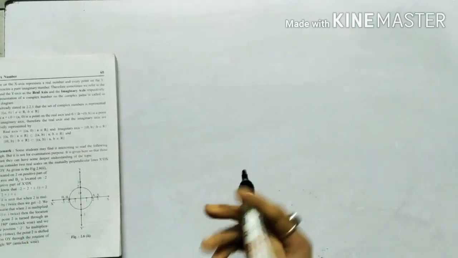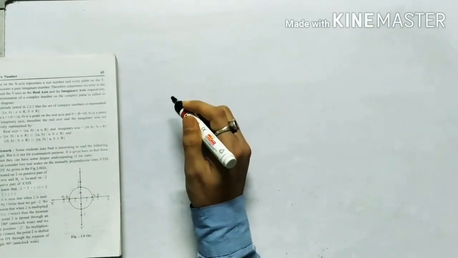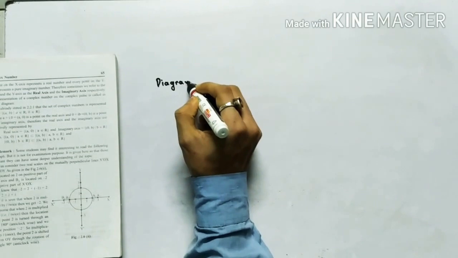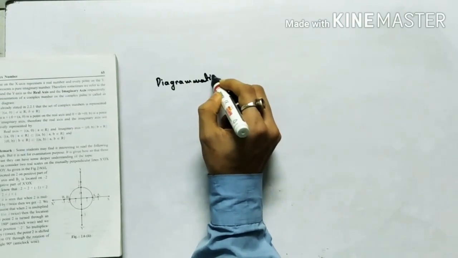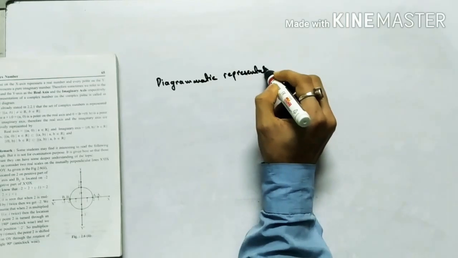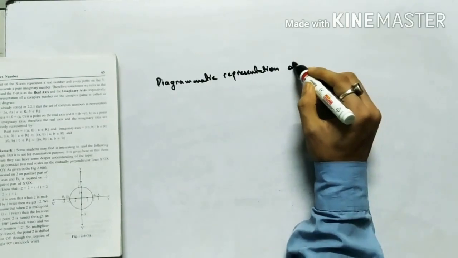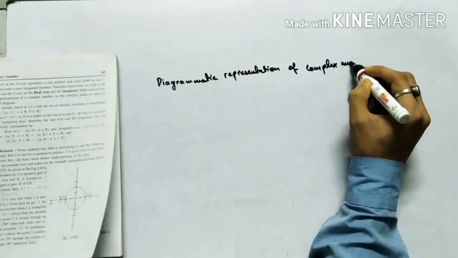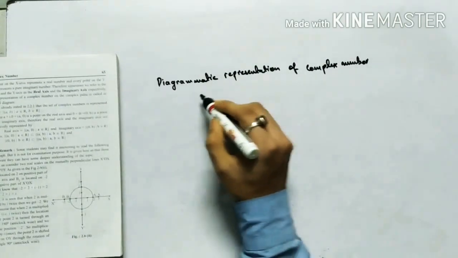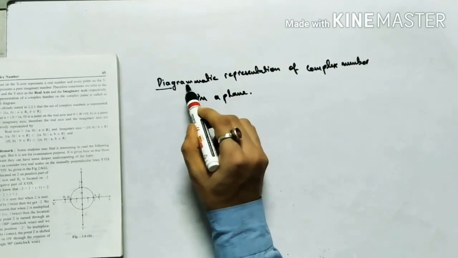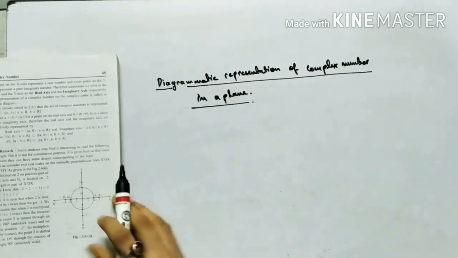So now in here you see page number 67. Okay, page number 67. Diagrammatic representation of complex number. Diagrammatic representation of complex number in a plane. Okay, diagrammatic representation of a complex number in a plane.